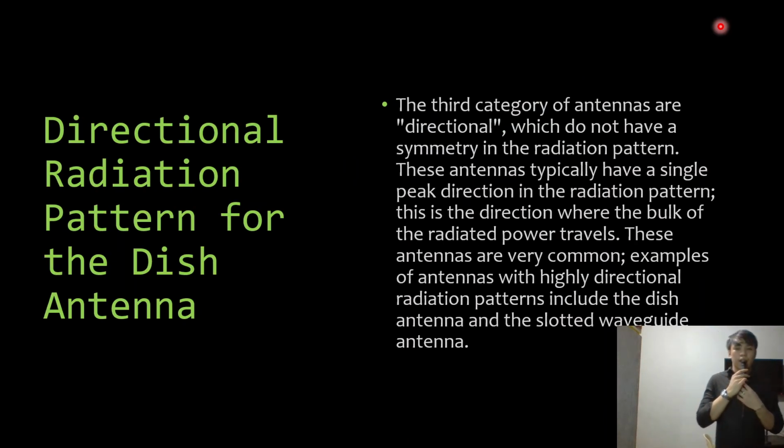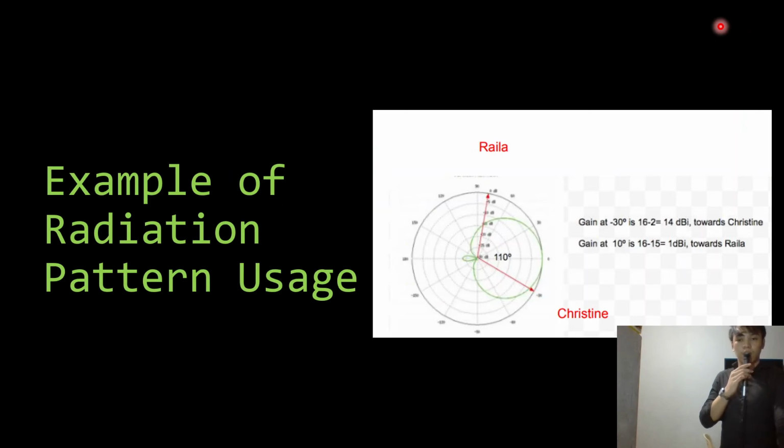So the directional radiation pattern for the dish antennas. The third category of antennas are directional, which do not have symmetry in the radiation pattern. These antennas typically have a single peak direction in the radiation pattern. This is the direction where the bulk of the radiated power travels. Very common examples of antennas with highly directional radiation patterns include the dish antenna and the slotted waveguide antenna.